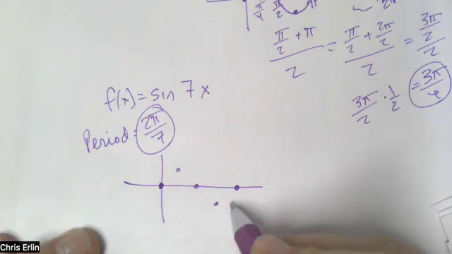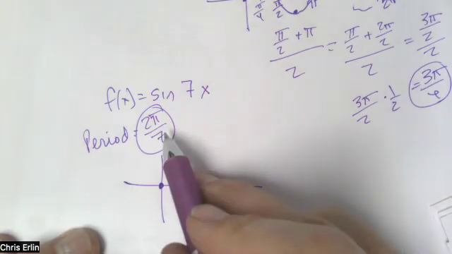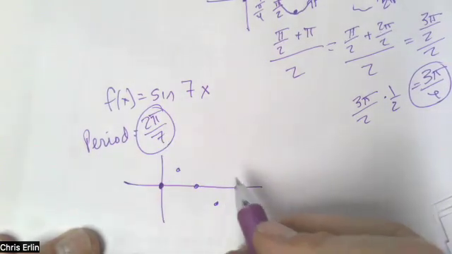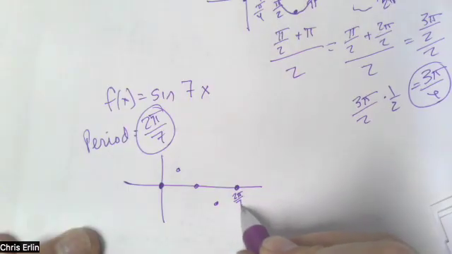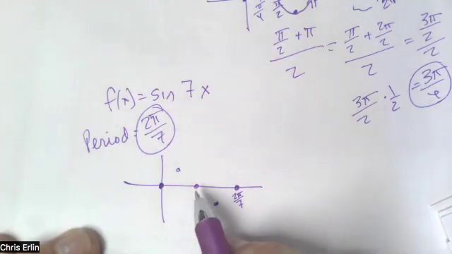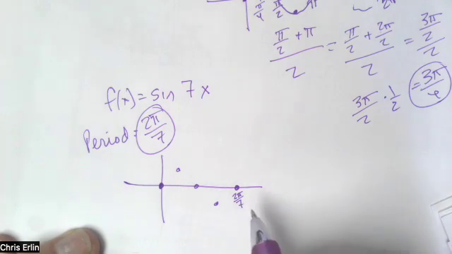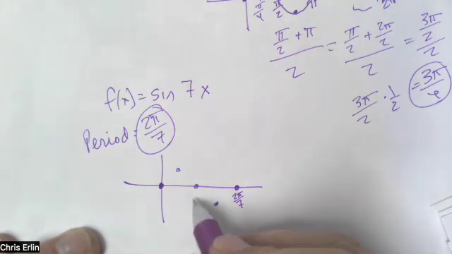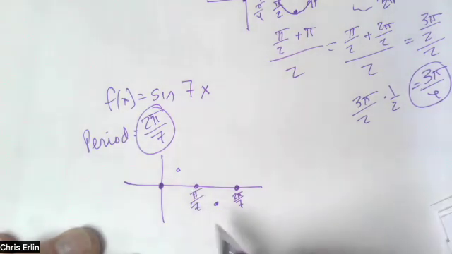What's the x value at the end here? 2 pi sevenths. I went all the way to the end of one period. What's my halfway point? What's half of 2 pi sevenths? 1 pi sevenths. Because you can take half of something by either halving the numerator or doubling the denominator. I could have made this 2 pi 14ths, which reduces to pi sevenths.